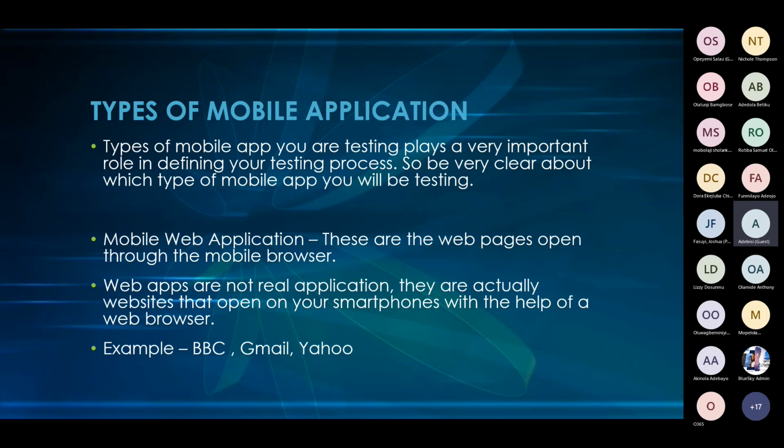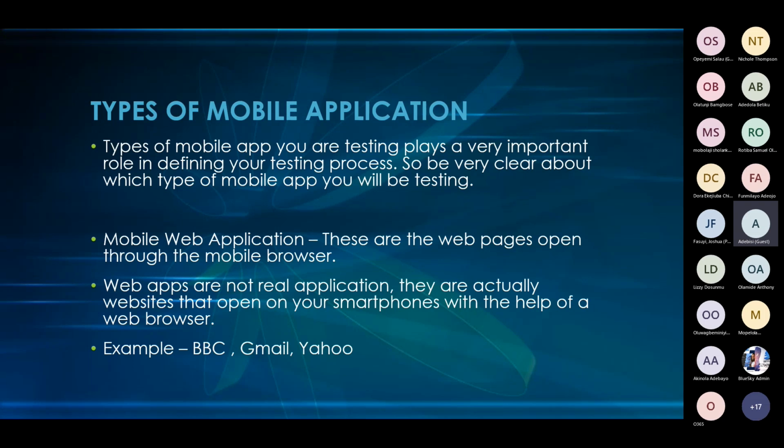So be very clear about which type of mobile app you will be testing. Why we need to know the types of mobile application is that it plays a role in helping you define what you are testing, because the way you will test a mobile web application is different from the way you will test a native app, and is different from the way you will test a hybrid app.